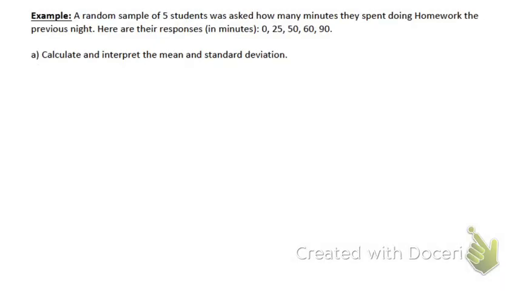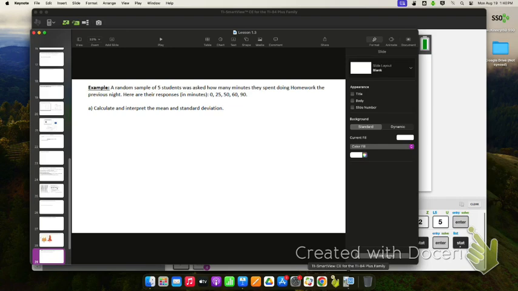All right, let's look at this. A random sample of 5 students was asked how many minutes they spent doing homework the previous night. Here are their responses: 0 minutes, 25 minutes, 50 minutes, 60 minutes, or 90 minutes. We're going to calculate and interpret the mean and the standard deviation. Let's go to our calculator.